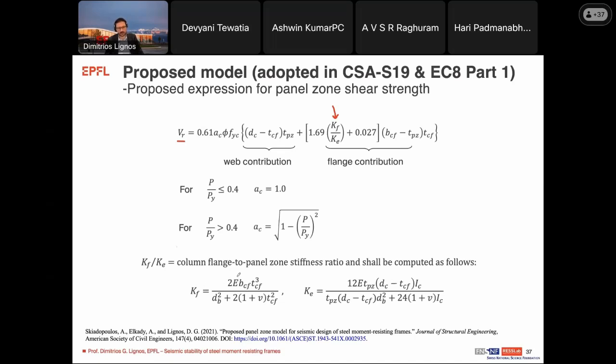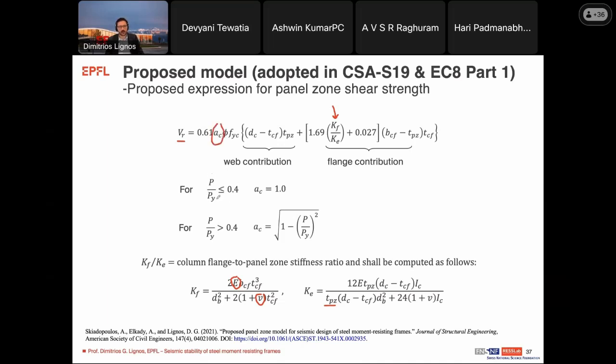This ratio can be explicitly computed through these expressions that are analytically derived, that essentially relate to material properties such as the Young's modulus or the Poisson ratio, and also geometric properties of the column cross-section, such as the flange thickness and the width of the column, as well as the moment of inertia of the column, or the corresponding thickness of the doubler plate that you may want to insert there to ensure a certain resistance.